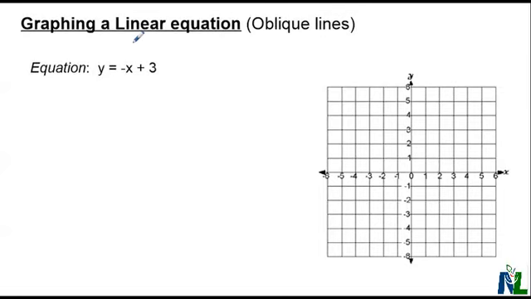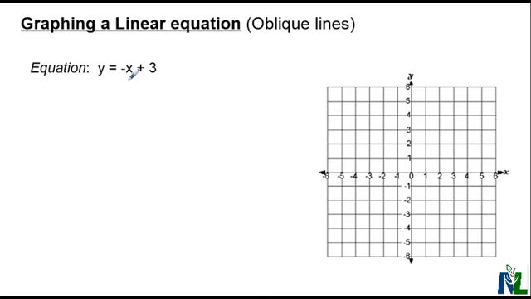In this video, we're going to look at how you can take a given linear equation and turn that into a line on a Cartesian grid system. In this particular example, we know it's going to work out to be an oblique line because the equation has both the x and the y variables. That means it's going to have a slant in one direction or the other.